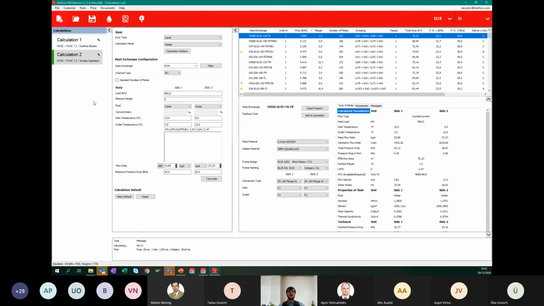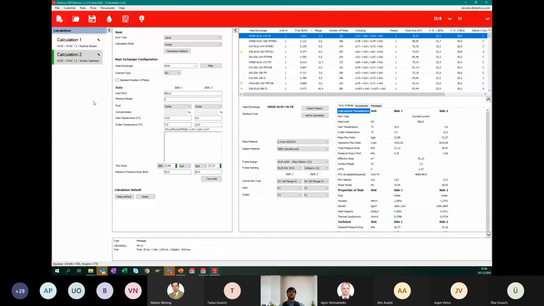You install this selection tool on your computer, but it addresses a server to get all the heat transfer data and pricing data, and that's why it's always up to date. And most importantly, it will have all Sondex and Danfoss models in one place.